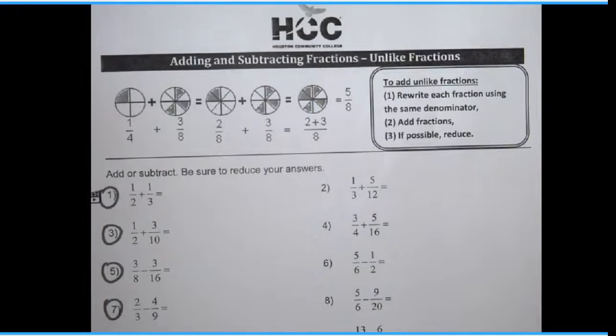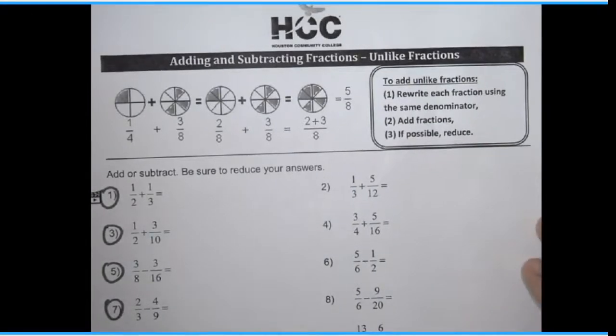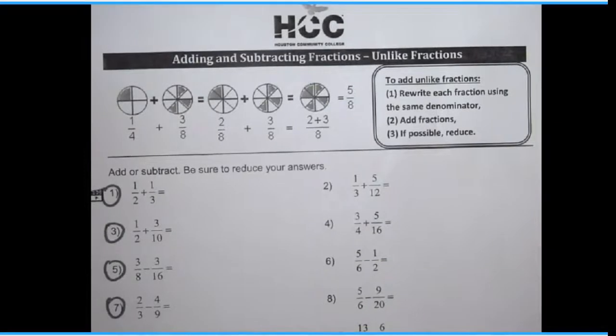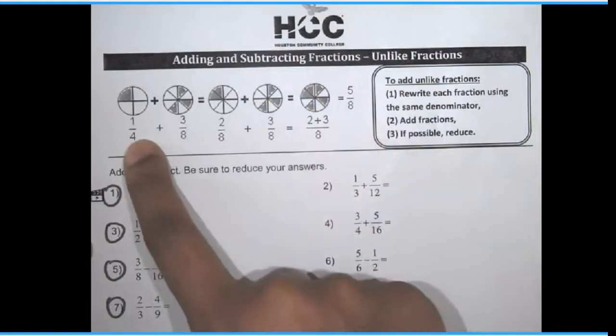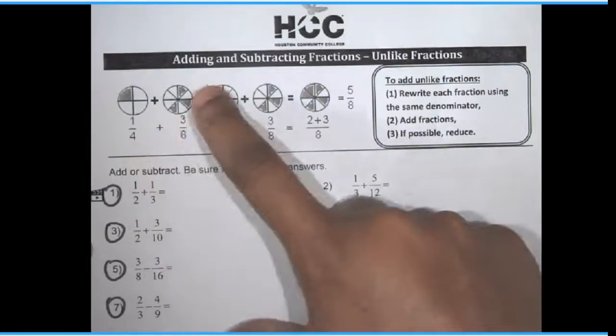This one is a lot more work and you have to keep straight all of your steps. So be very careful with this. All right, so here's the deal. The reason why we have to find the same common denominator for fractions is because, let's look at this example that's kind of pictorial at the top. So notice that we have 1 out of 4, and then we have 3 out of 8.